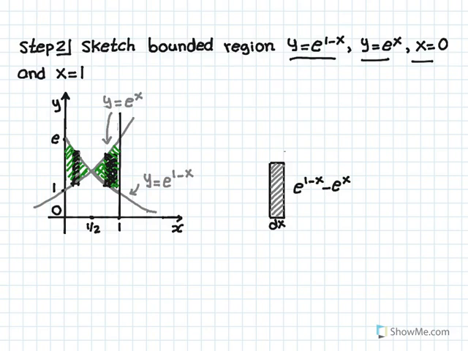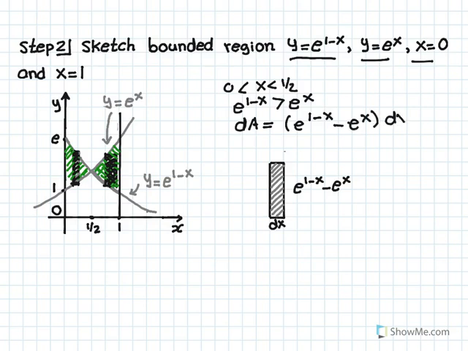All right, so notice when x is less than 1/2 and larger than 0, e to the 1 minus x is larger than e to the x. So the top point of contact, which is e to the 1 minus x, this y value, is larger than the bottom point of contact, which is e to the x. Therefore, the differential area dA is equal to y top minus y bottom: e to the 1 minus x minus e to the x, times dx.